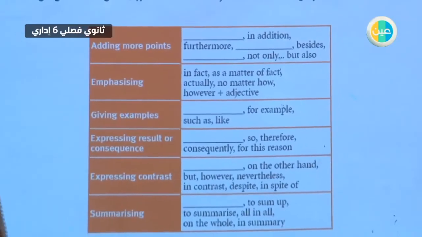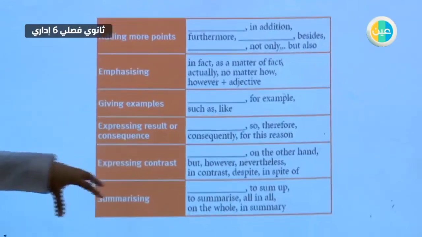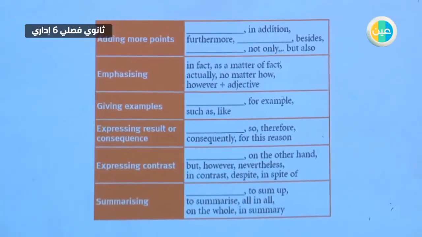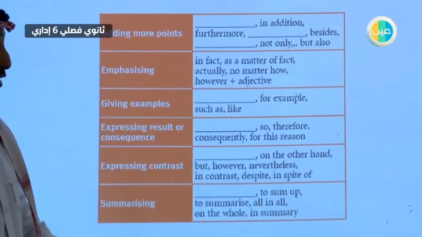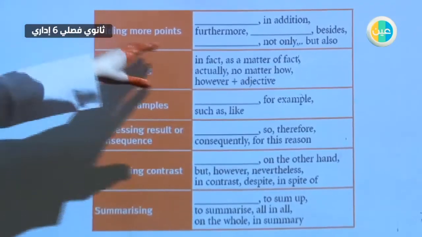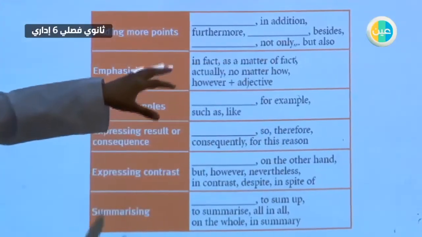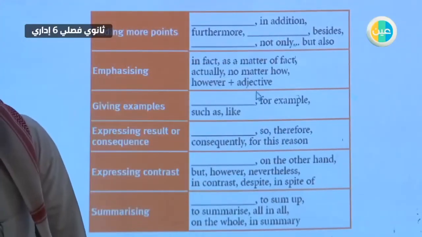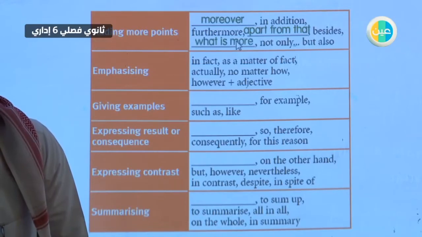So here, linking words again. Place the highlighted linking word phrases in the essay in the correct category. So we have here categories, adding more points, and then he gives you examples. So we need to place the highlighted words here, so moreover, and apart from that, and what's more.